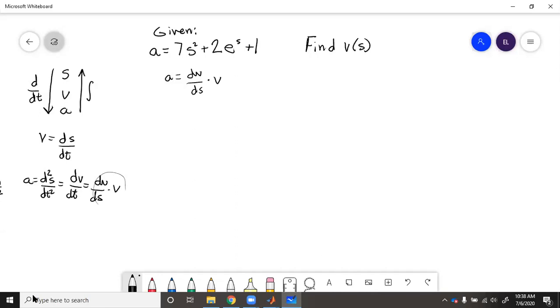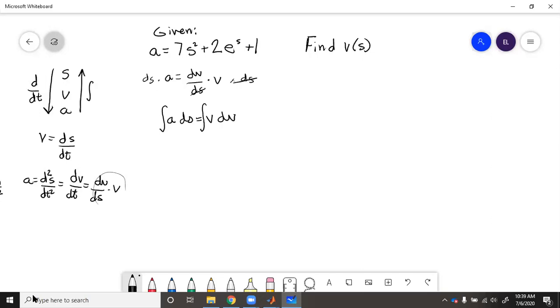So here we separate and integrate. Separate means we need to get one differential on each side. So a ds equals v dv. We just multiplied each side by ds, so that's how we move the ds to the other side. So then we just need to integrate.